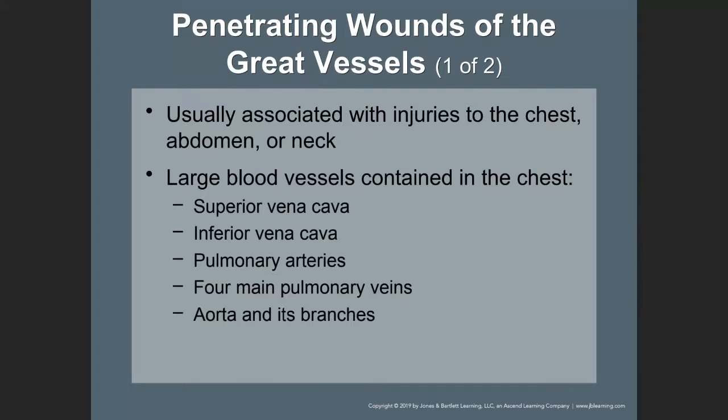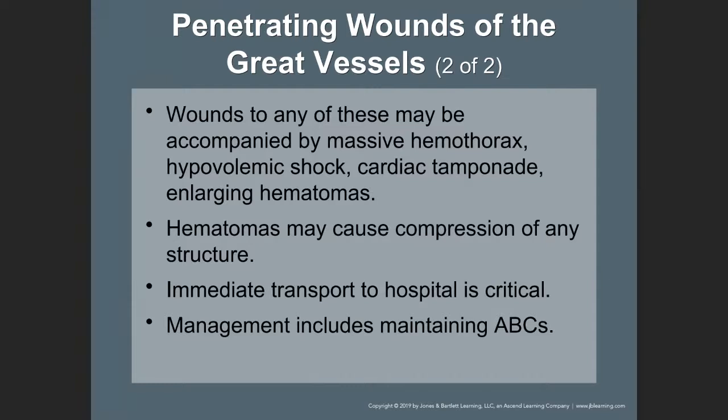Penetrating wounds of the great vessels are usually associated with injuries to the chest, abdomen, or neck. Large blood vessels contained in the chest include the superior vena cava, inferior vena cava, pulmonary arteries, four main pulmonary veins, aorta, and its branches. Wounds to any of these may be accompanied by massive hemothorax, hypovolemic shock, cardiac tamponade, and enlarging hematomas. Hematomas may cause compression of any structure. Immediate transport to the hospital is critical. Management includes maintaining ABCs.